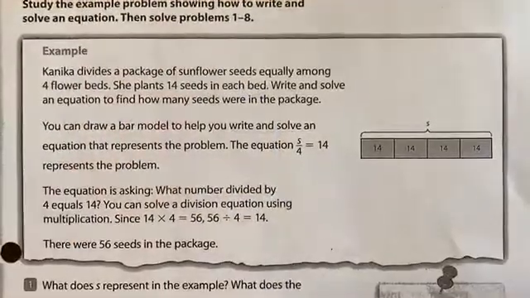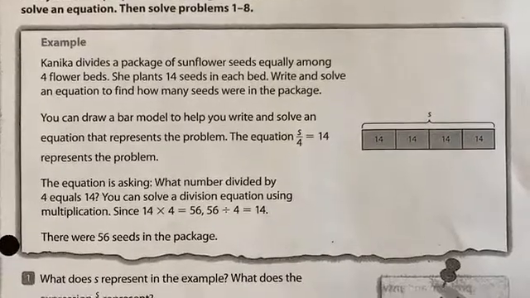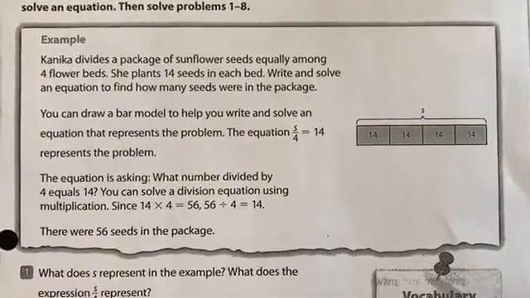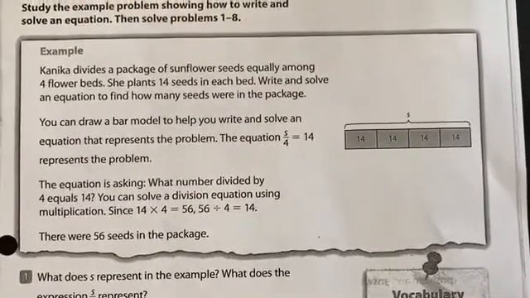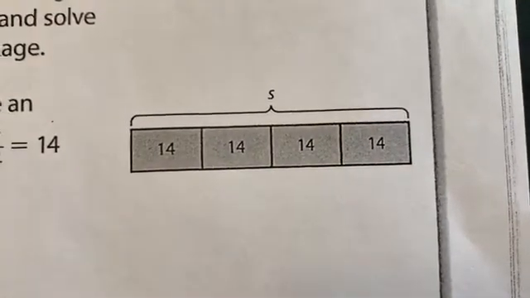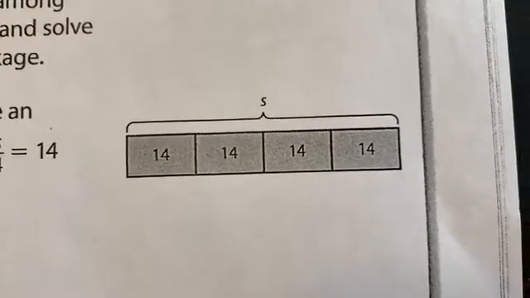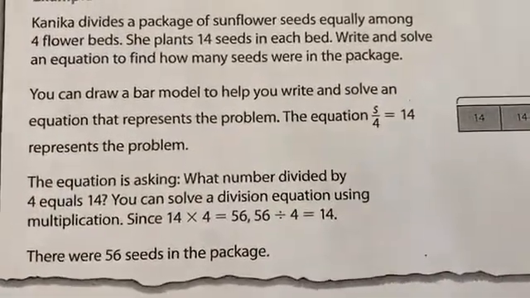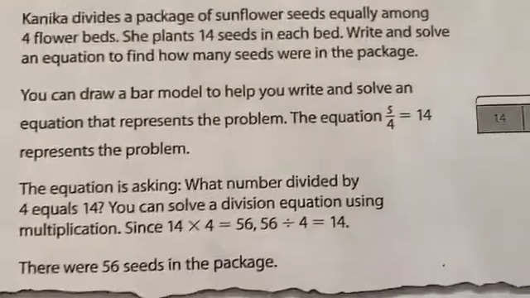So the situation is this. Kanika divides a package of sunflower seeds equally among 4 flower beds. She plants 14 seeds in each bed, and we want you to write and solve an equation to find out how many seeds are in the package. So you can draw a model to help you write and solve it, in which case you've got 4 containers, each containing 14 seeds. And what I want to know is this unknown quantity S, how many seeds altogether? So the equation S divided by 4 equals 14 will help me solve that problem.